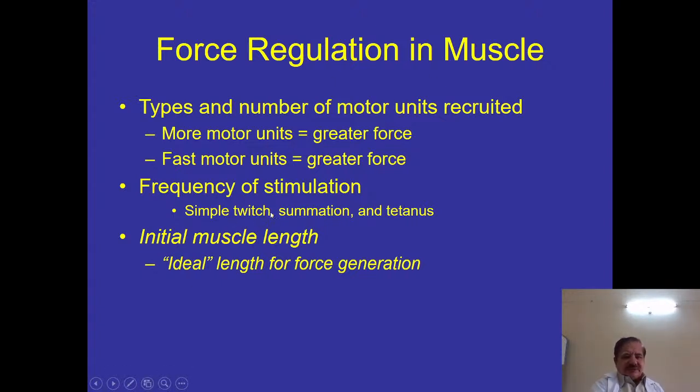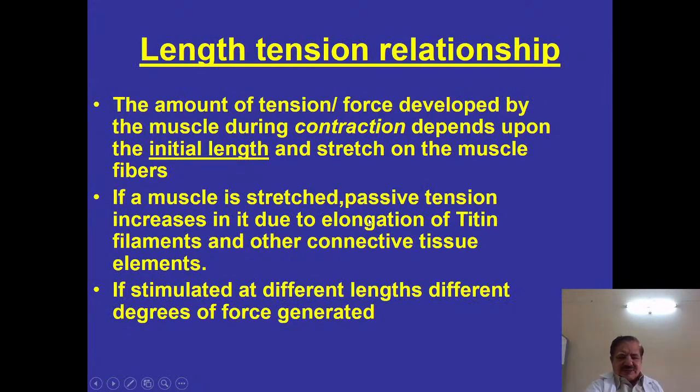Frequency of stimulation: simple twitch, summation, that is, you are adding or giving a continuous stimulus. The frequency of stimulus, as you know, a simple twitch is where you are giving only one stimulus. Summation is where you are adding more of the stimuli. And tetanus is the complete stimulation.